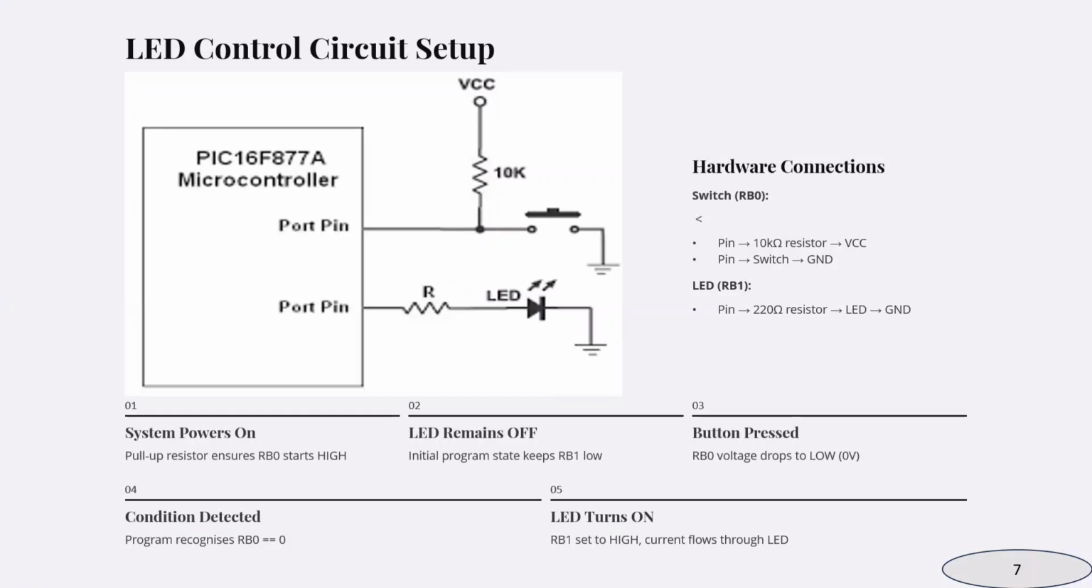Now, can you tell me what will be the default state of RB0? Yes, the default state of RB0 will be high because it is configured with a pull up resistor. And when you press the button, the pin RB0 goes low and then the LED should turn on. So let's go and check the program side. Clear?